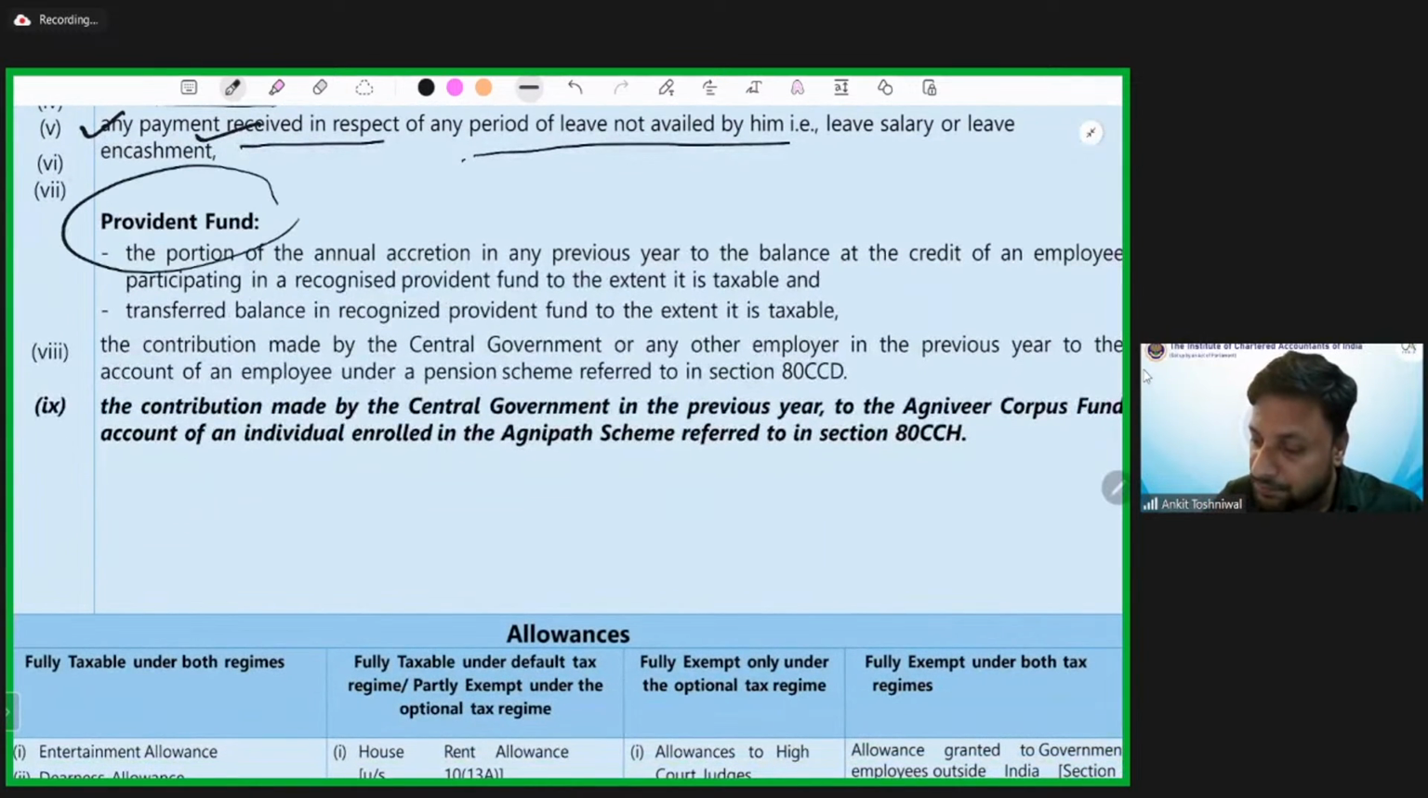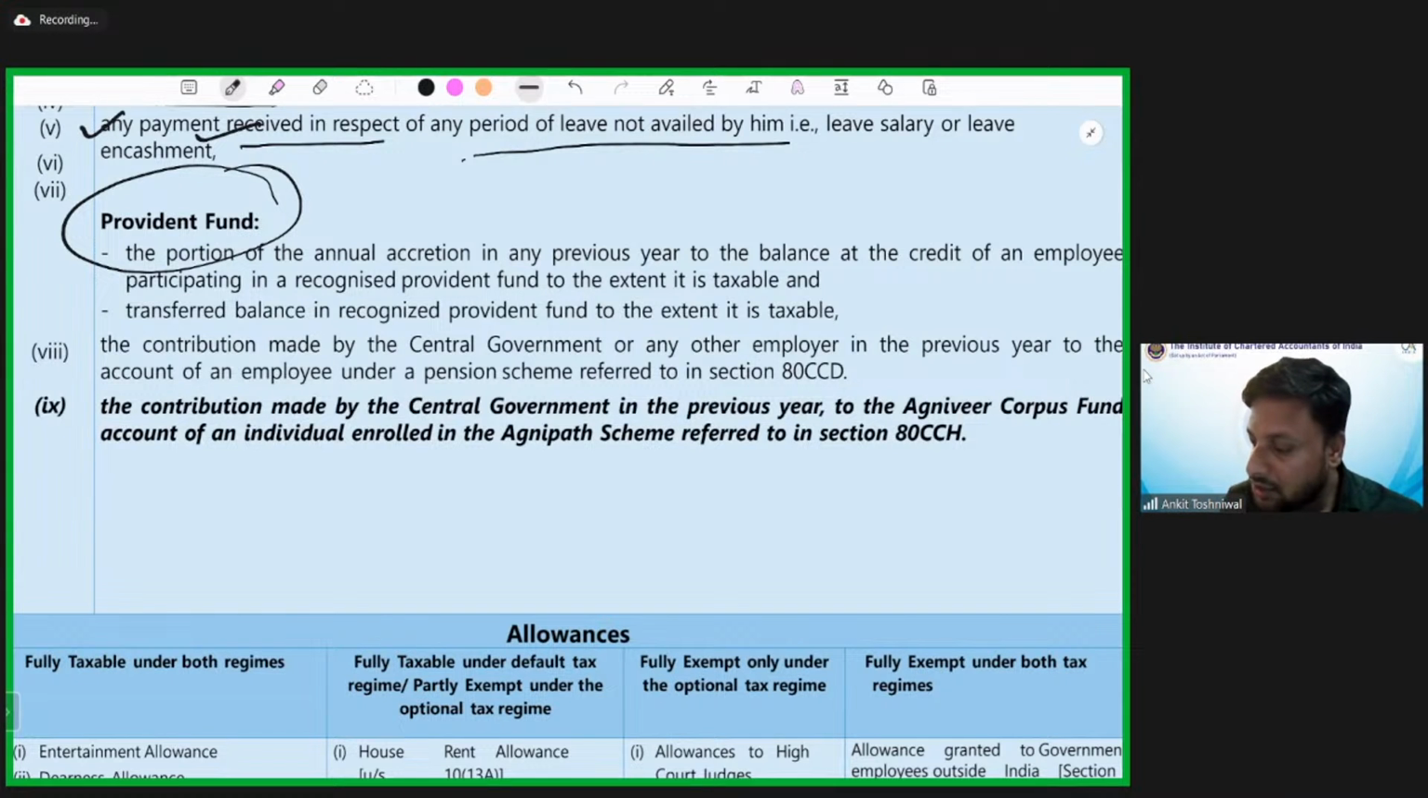Provident fund. What is provident fund? This is the major topic that we will discuss in the coming session. For the time being, just understand that there is a fund in which the employee makes a regular payment or contributions. The employer also makes the regular payment or contribution. Fine. That is provident fund.